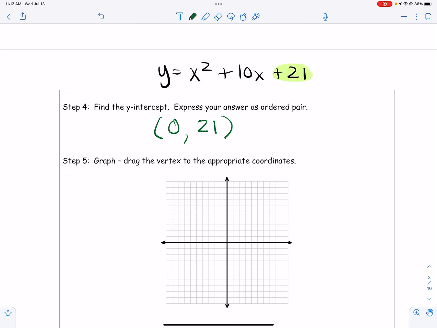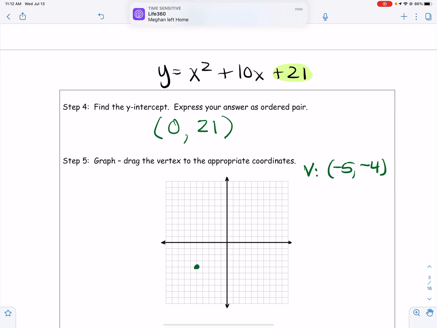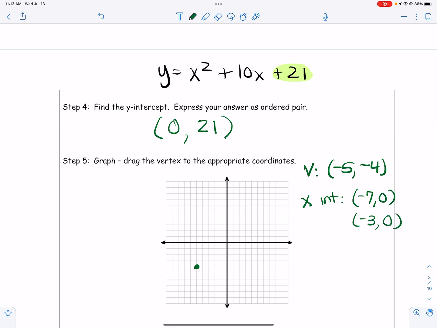So now we're going to graph it. Our vertex was -5, -4. That's our starting point. -5, 1, 2, 3, 4. We could also have our x-intercepts, which are -7, 0 and -3, 0. And then we could connect our graph.